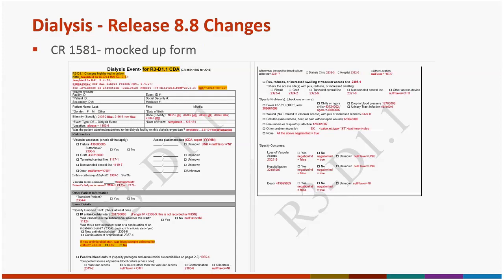So as you can see here on CR 1581, this is the mocked-up form. Wherever you see the highlights, that's where we made the additional changes. If you look towards the bottom of the form on the left-hand side, that's where we added the new question: if antimicrobial start, was a blood sample collected. So that will be the new addition for this form.